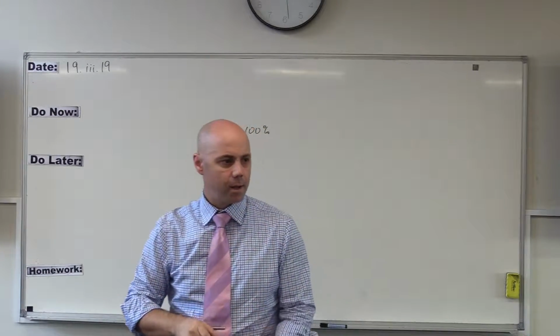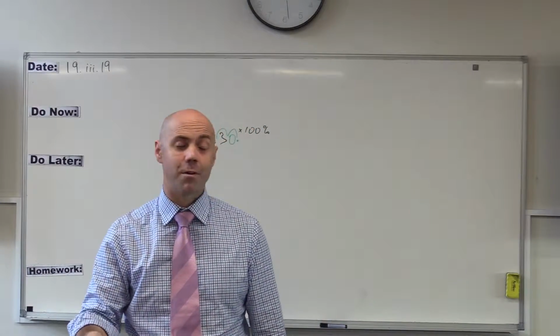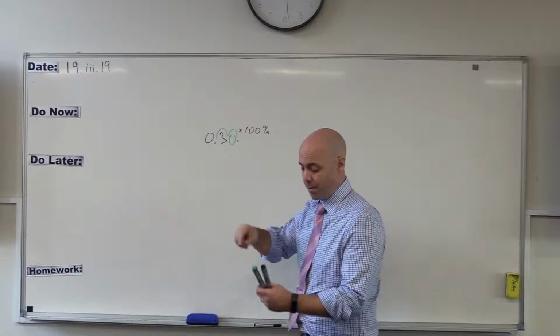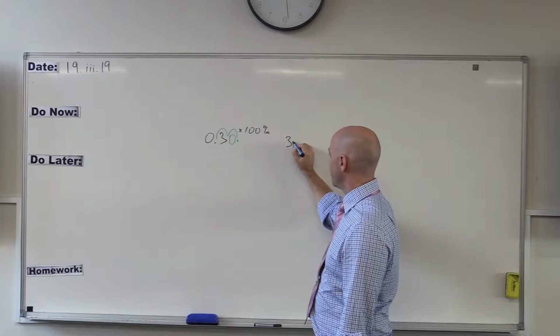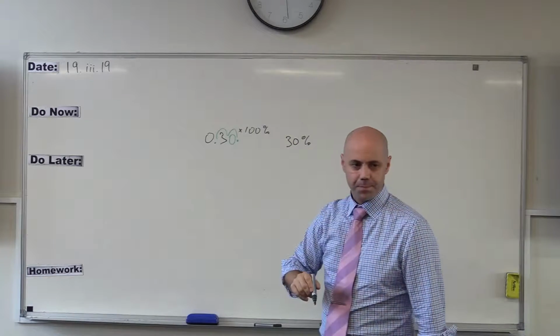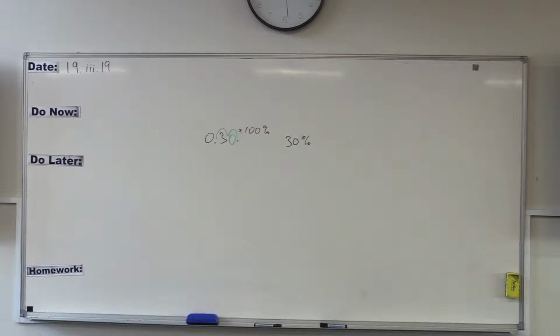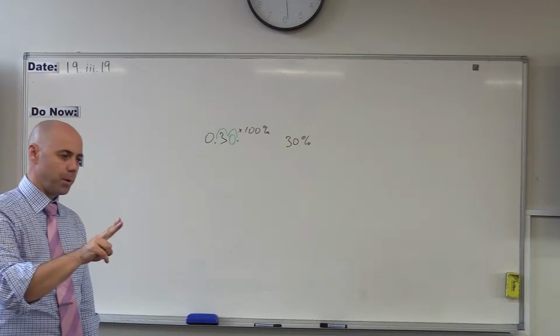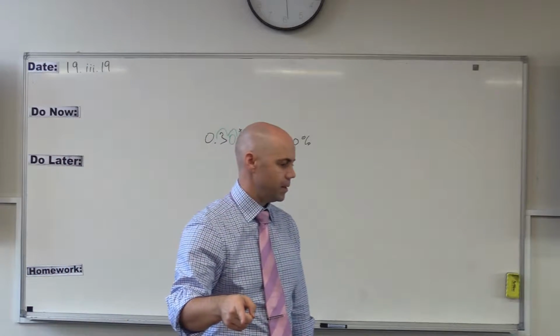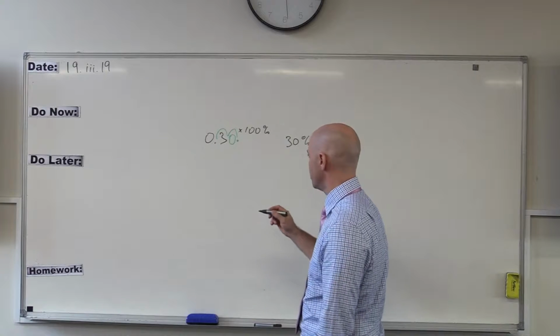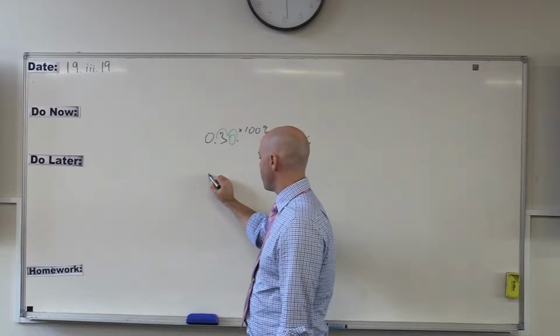So what's my new number? I've moved the decimal point, it's no longer in front of the 3, it's moved 2 to the right, it's sitting here after a 0, my new number is 30, so it's 30%. Decimals to percentages is really easy. Move the decimal point 2 places to the right. That's all you need to do. It's a really easy step to do.